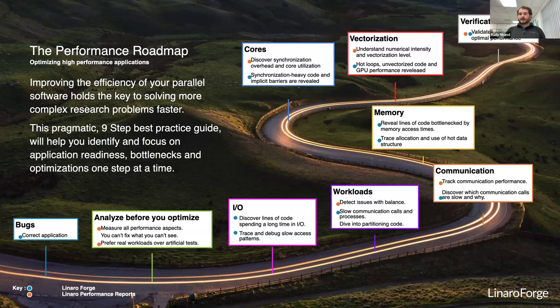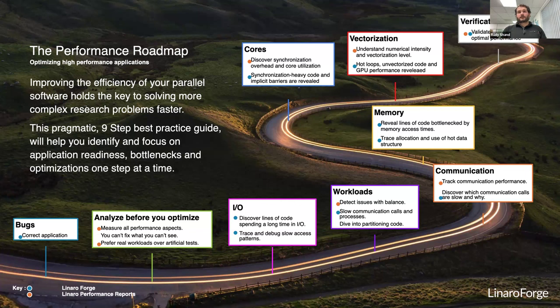And then further up the roadmap, you might look at your workloads and your different communications, making sure you don't have imbalances and your code is partitioned right and using the right number of workers to get the actual work done, rather than having too many workers trying to do all the work and then just ending up doing nothing at the end of it. So you want to have a good balance there.